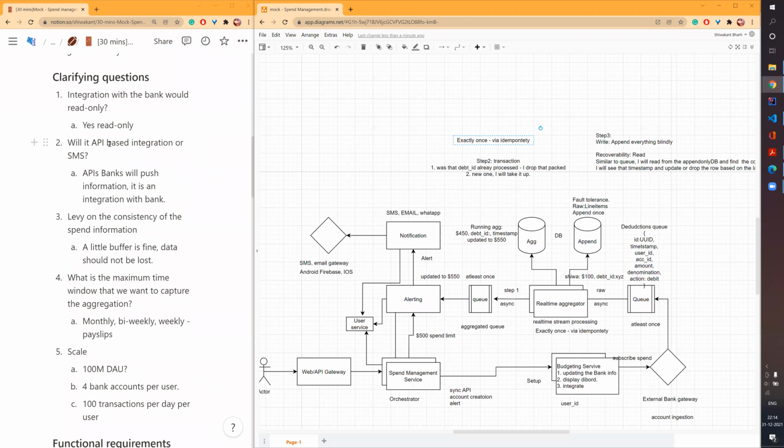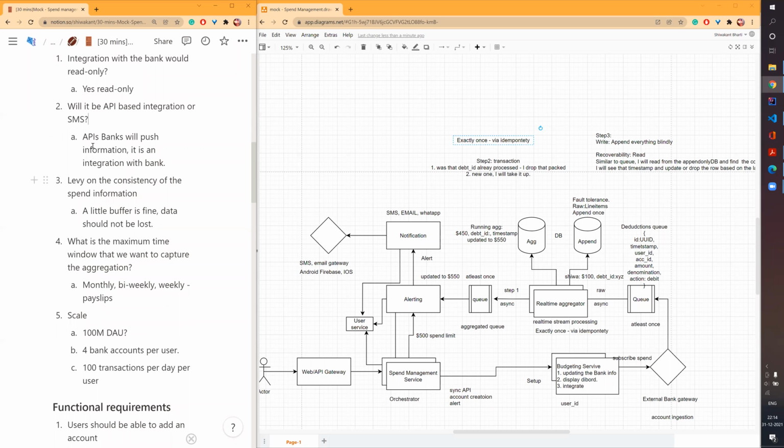The next question: will it be API based or SMS integration? There were some companies trying to do some sort of SMS reading and integration. As part of this, the banks will push the information. It is an integration with the bank.